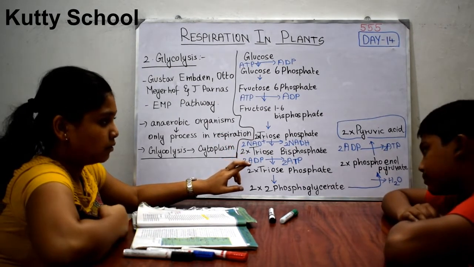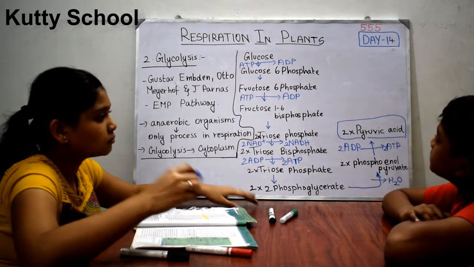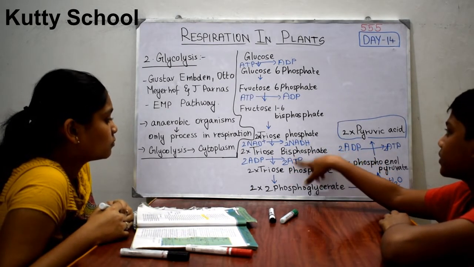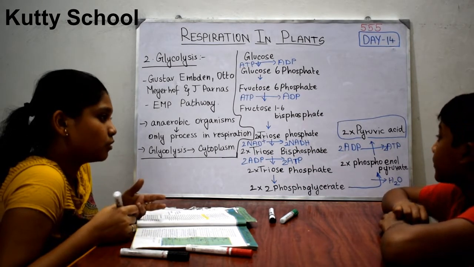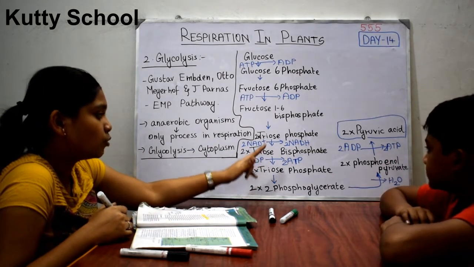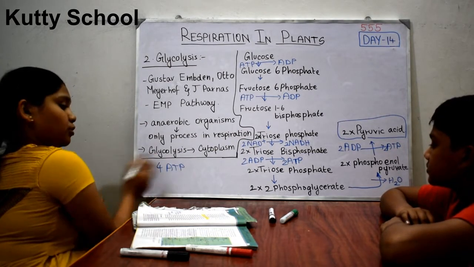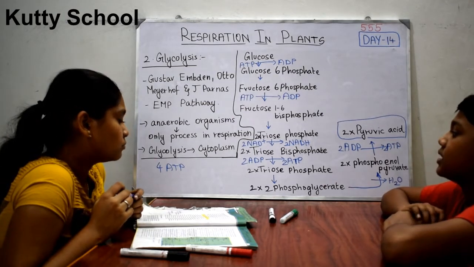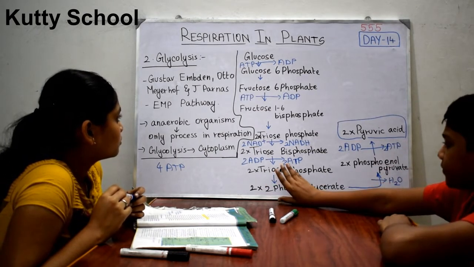So here, how many ATPs are produced in total? 2 ATP here and 2 ATP here. Can you say the number of ATP produced, not utilized? So only 4 ATPs are produced from 2 into 2 ADP. So 4 ATP produced. And how many ADP produced? Same, 4.